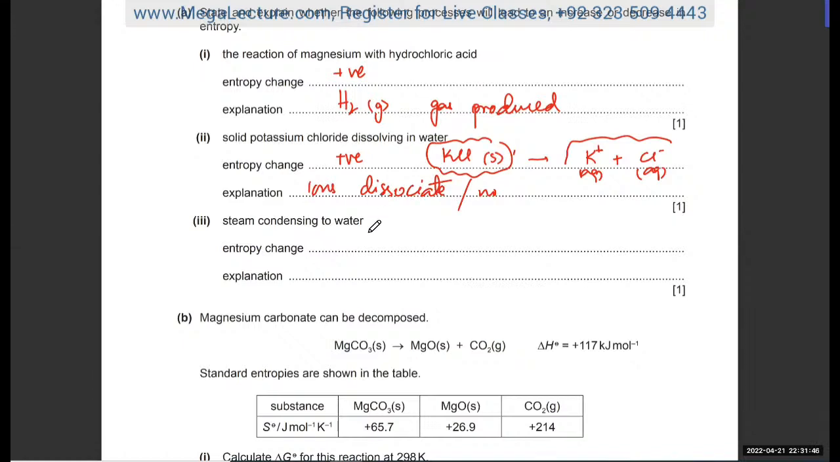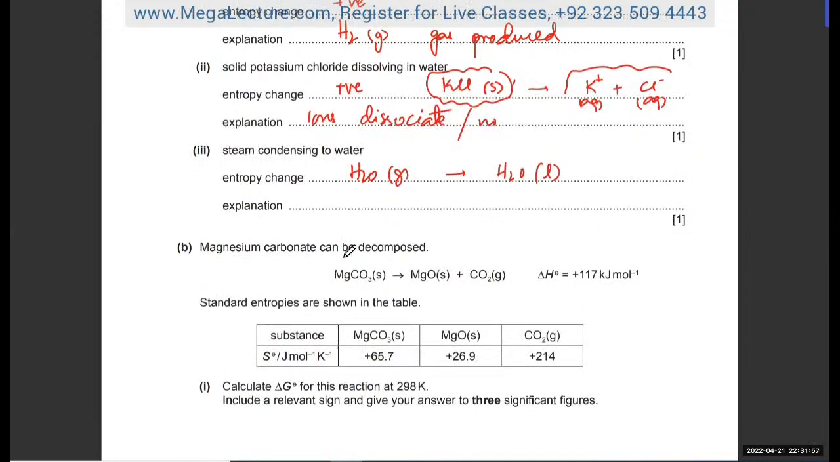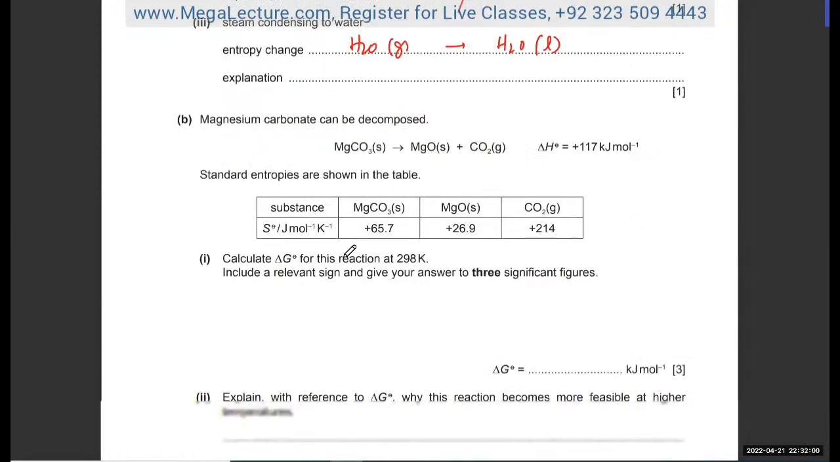It says steam condensing to water. So that's obviously a decrease. So it's negative, and the number of gas moles decreases. That's why.